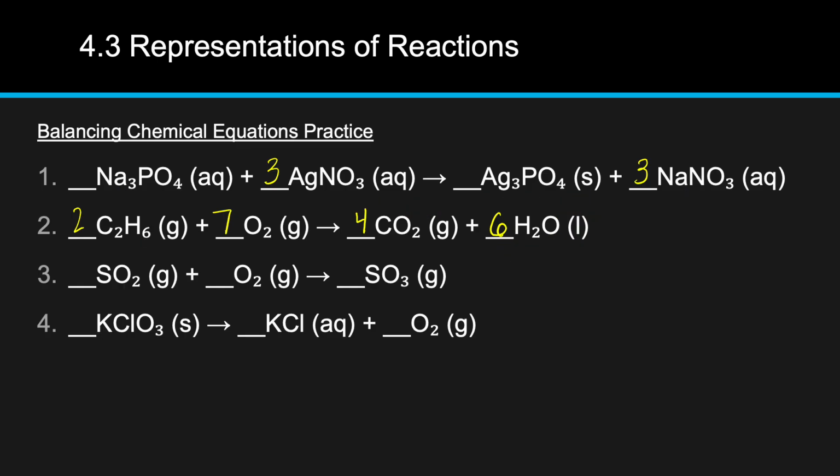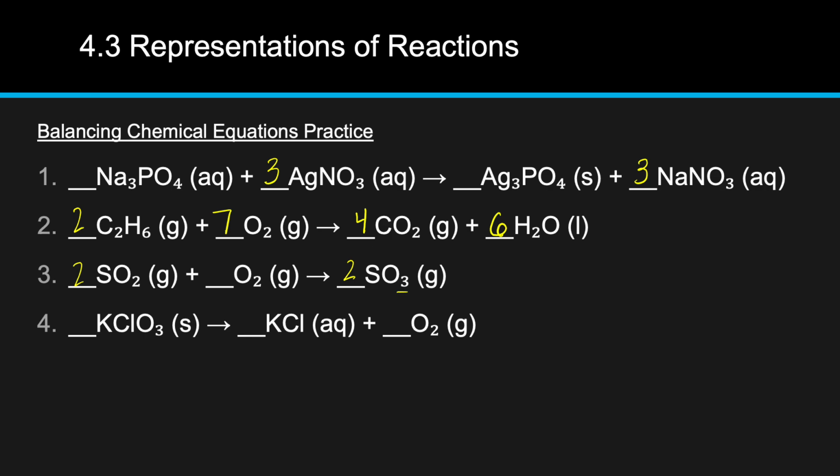Then number 3, again, I go right to that odd oxygen. So I have an odd number of oxygens over here, so I need to multiply this by 2, which means I need to multiply SO2 by 2 as well, so the sulfurs even out. And now I have 2 sulfurs. I have 2 times 2 is 4, plus 2 is 6, and I have 2 times 3 is 6. So this is now balanced.